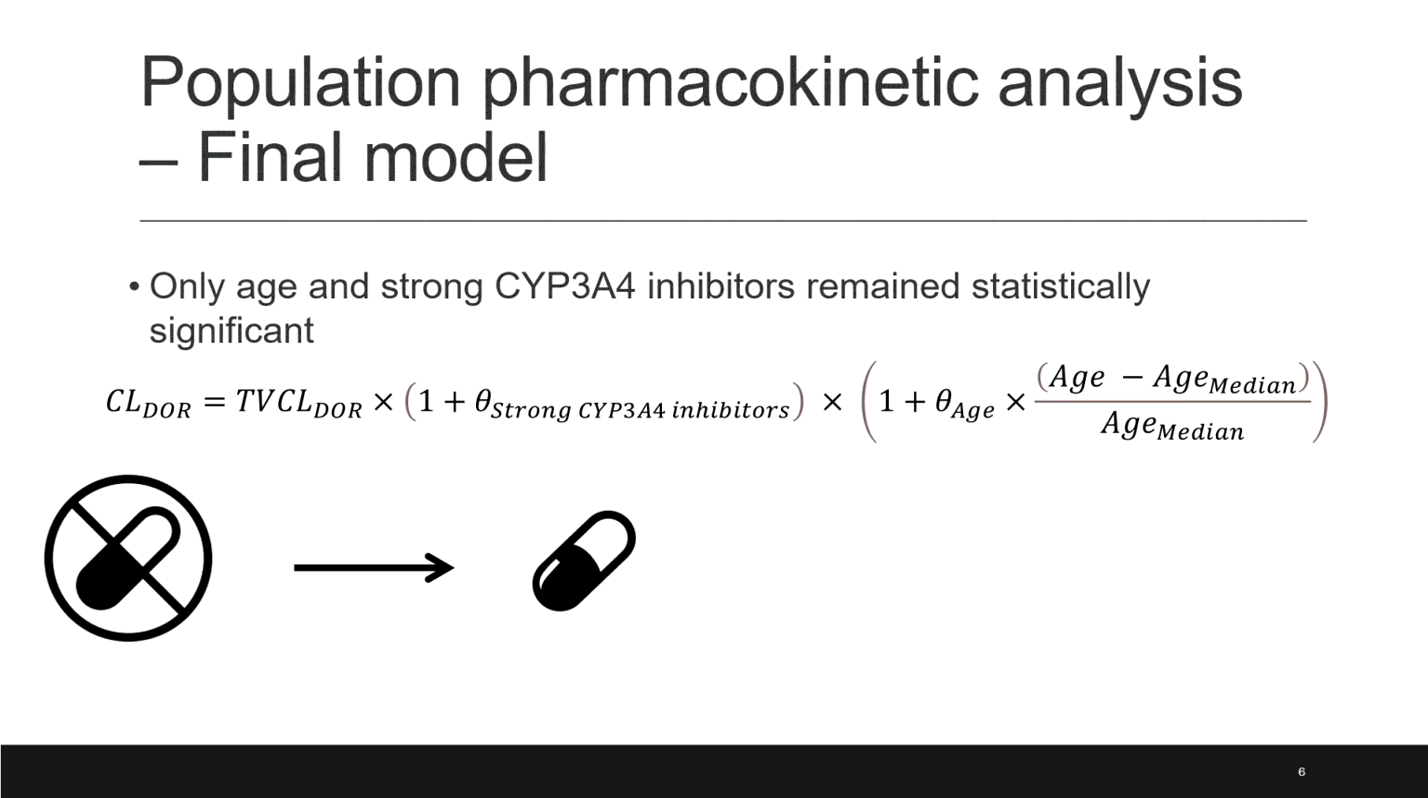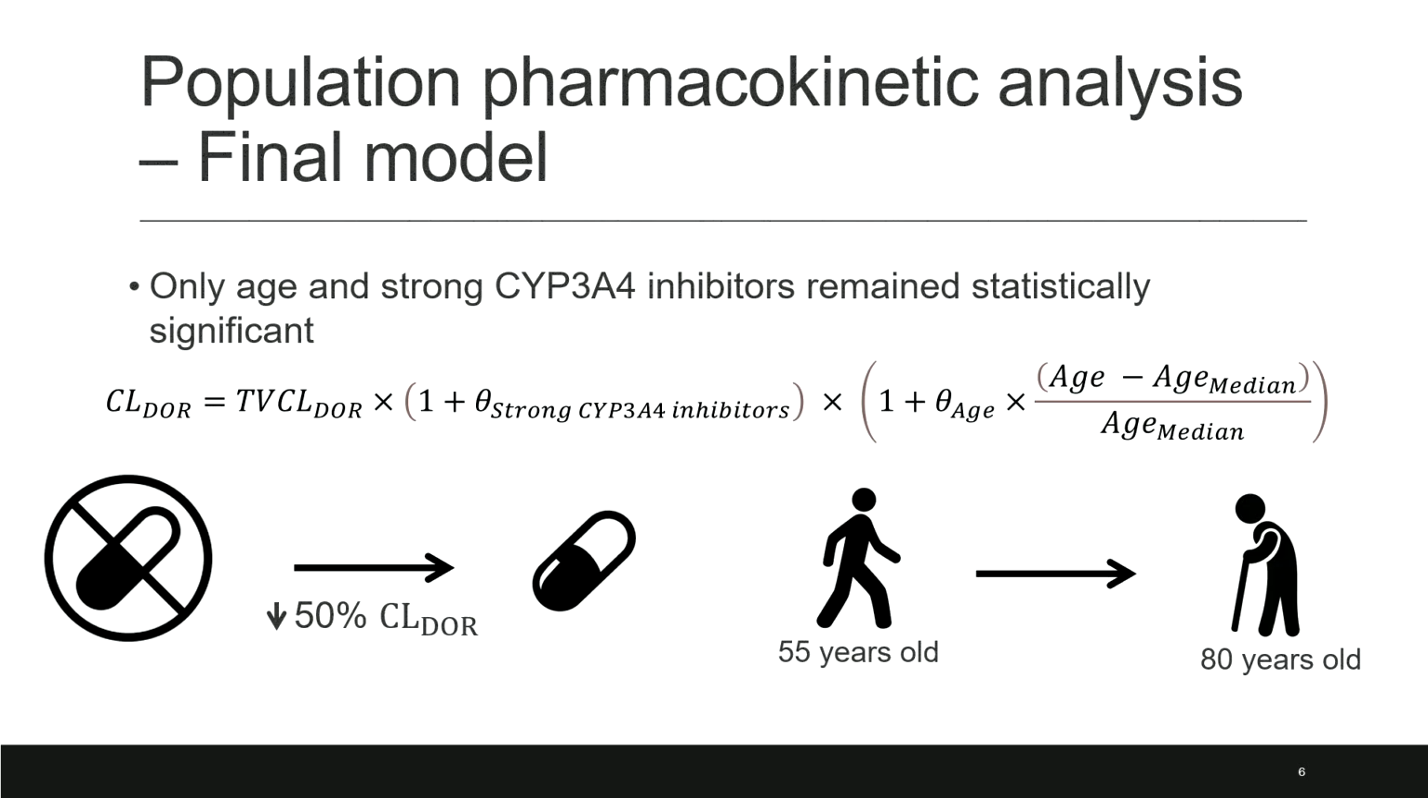What this means concretely is that a patient taking strong CYP3A4 inhibitors with doravirine, compared to a patient that does not take strong CYP3A4 inhibitors with doravirine, had a 50% decrease in doravirine clearance. And about the age covariate, an 80-year-old patient compared to a 50-year-old patient would have a 30% decrease in doravirine clearance. We can clearly see that these two covariates affect doravirine's clearance.